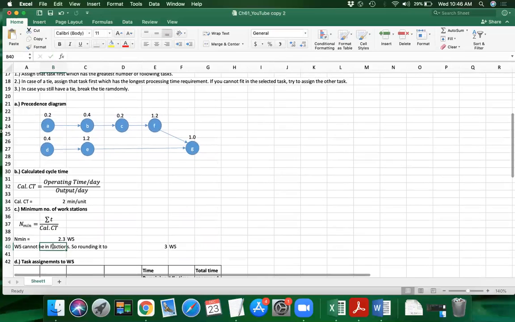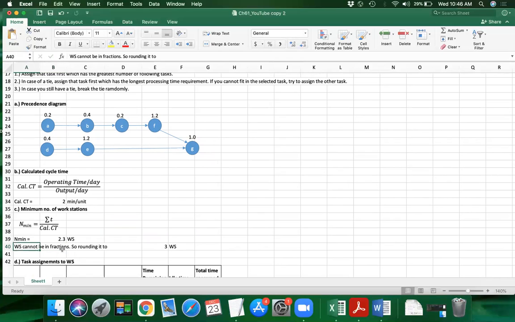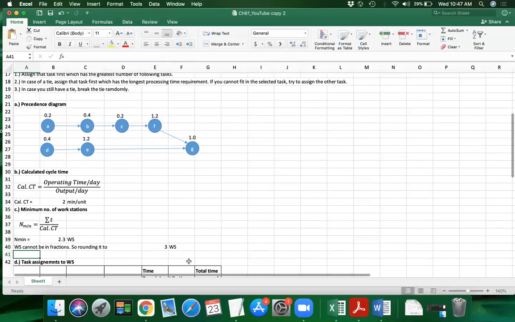So that tells me that we are going to need 2.3 workstations at the minimum, and workstations cannot be in fractions. WS stands for workstation. It cannot be in fractions, so we have to round it up to the next higher number. So we are going to use 3 workstations here. The reason I'm putting it like this in the cells is because I can use that in the formulas down the line. If you just put 3 workstations here like this, then you cannot use this 3 number in the formula. So that's why I'm putting it like that. Okay, so we are done with C as well.